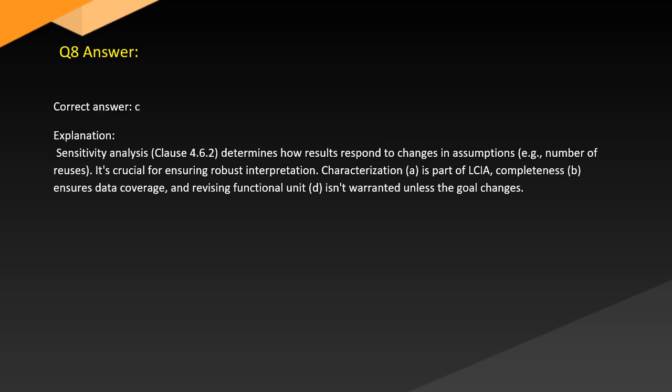Answer. Correct answer: C. Explanation: Sensitivity analysis, Clause 4.6.2, determines how results respond to changes in assumptions, e.g. number of reuses. It's crucial for ensuring robust interpretation. Characterization (A) is part of impact assessment, and completeness check (B) ensures data coverage. Revising the functional unit (D) isn't warranted unless the goal changes.